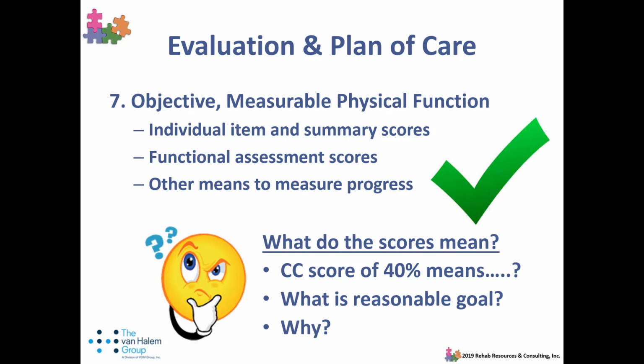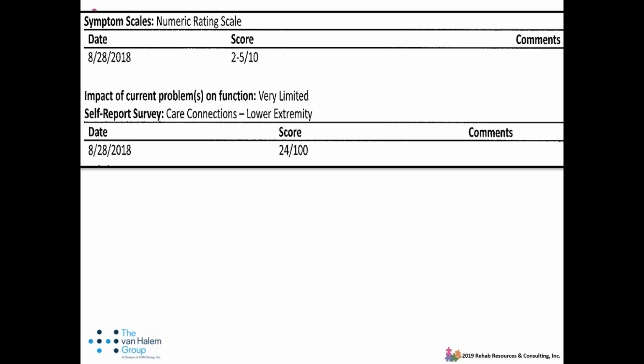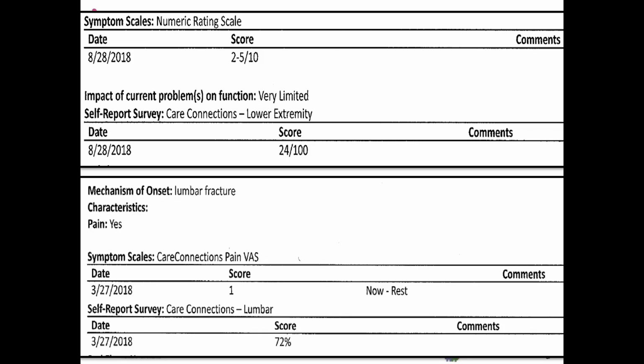So here is an example. The Care Connection score of the lower extremity was 24 out of 100, but we don't know if that's good or bad. There's nothing in the comments. And another patient. The pain was only 1 and the Care Connection score was 72%. Is it a better score because it's higher, or does it indicate a higher level of disability? One is the lower extremity Care Connections, one is the lumbar Care Connections. The comments really should indicate that.